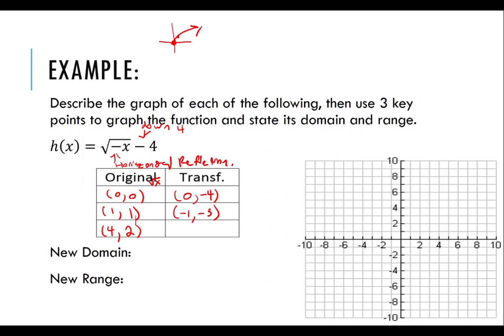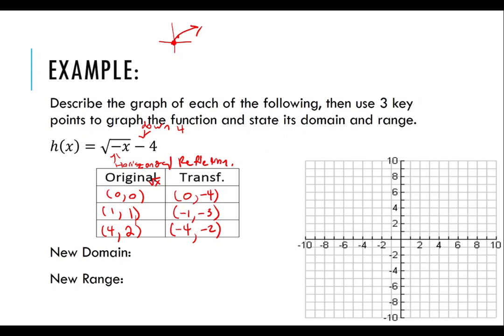Then let's pick our other value. We've got 4 here, but 4 horizontally reflects. That is, it's going to give us the value negative 4. Then, because it shifts down by 4 points, 2 minus 4 is going to give me negative 2. Let's confirm that negative 4 gives me the correct value. Negative 4 times negative 1 is 4. Square root of positive 4 is 2. 2 minus 4 is negative 2, and we're good.